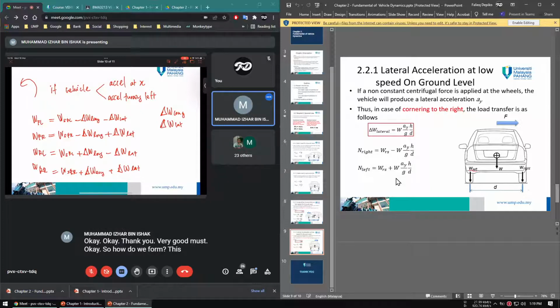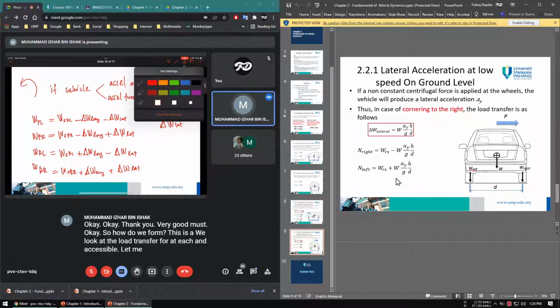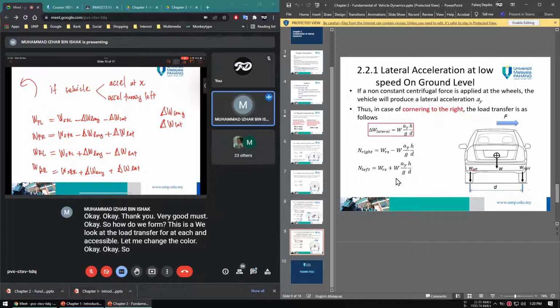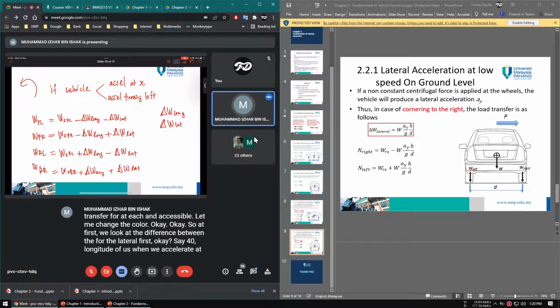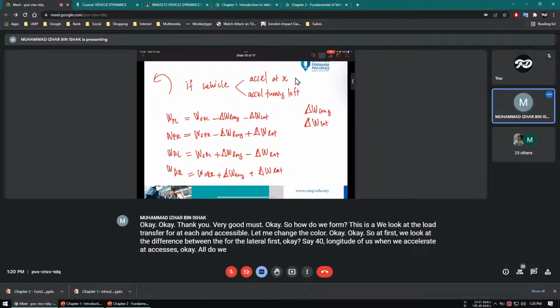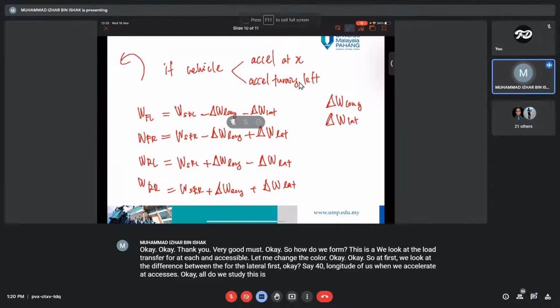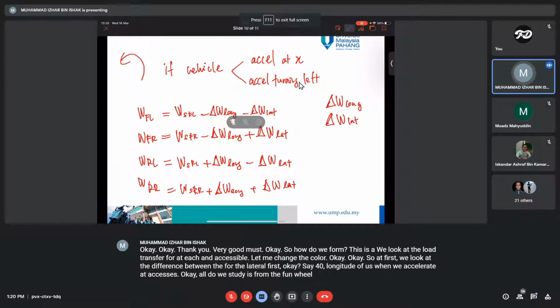We look at the load transfer for each axis first. Let me change the color. Okay, so at first we look at the longitudinal first. When we accelerate along the x axis, all the load from the front wheels will transfer to the rear.